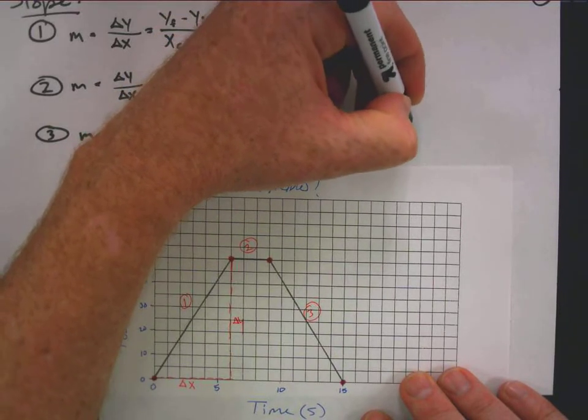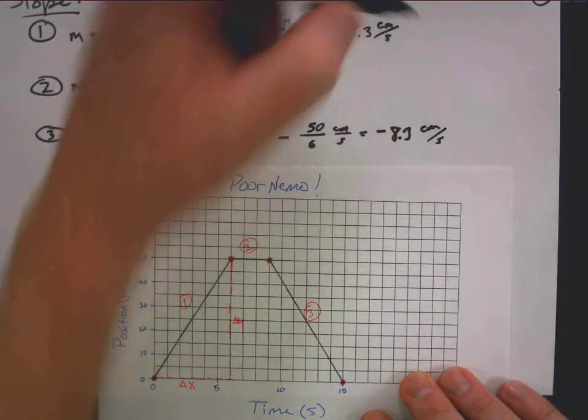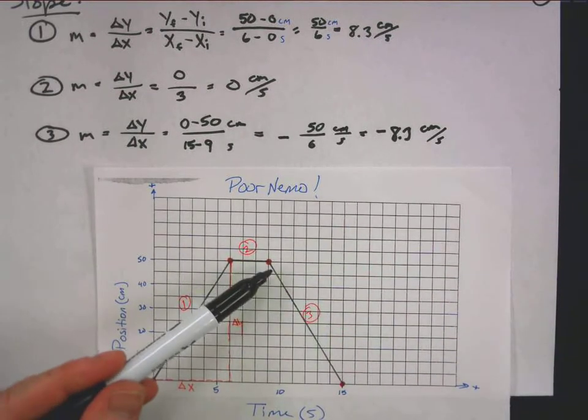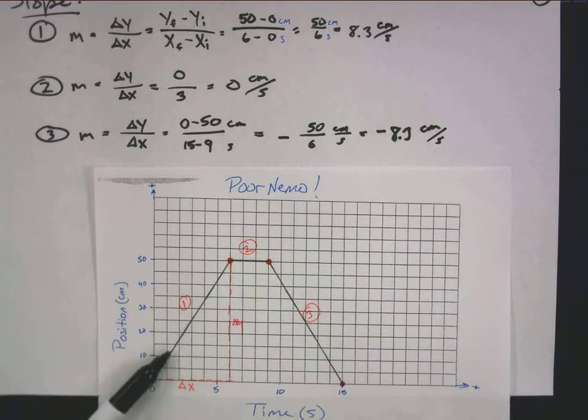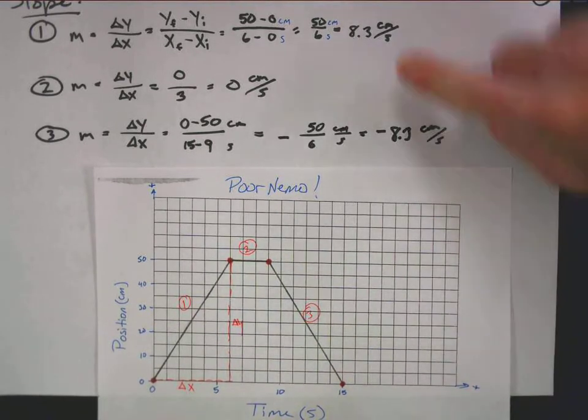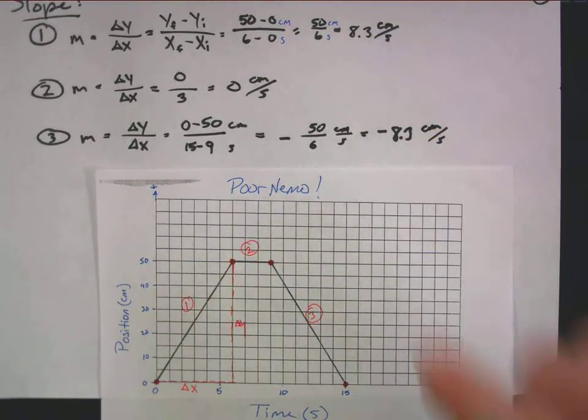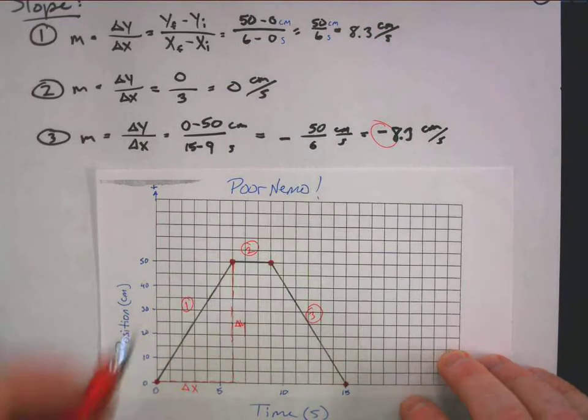But that negative absolutely matters, totally matters. Does the fact that this is sloped downward instead of sloping upward like region 1 matter? Yes. Happens to be the same value, 8.3 centimeters per second, but this one being in the negative direction. Yes, that matters.